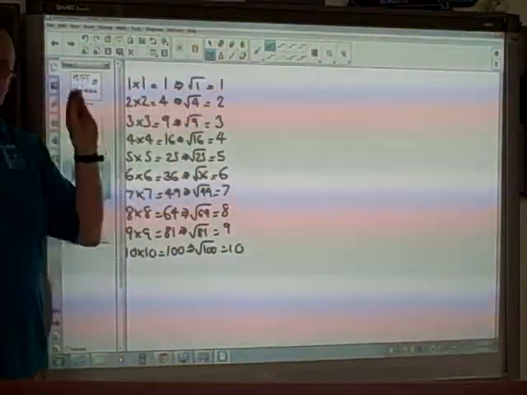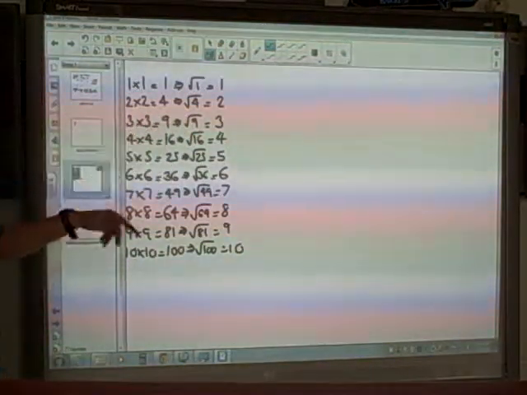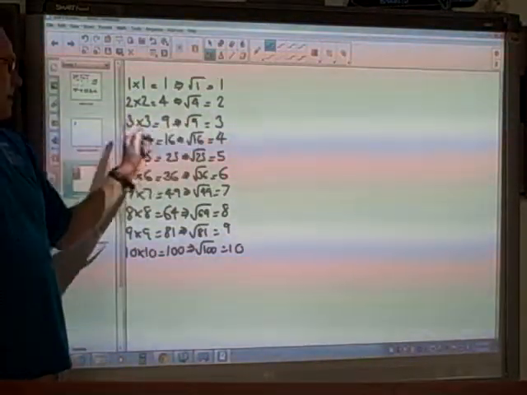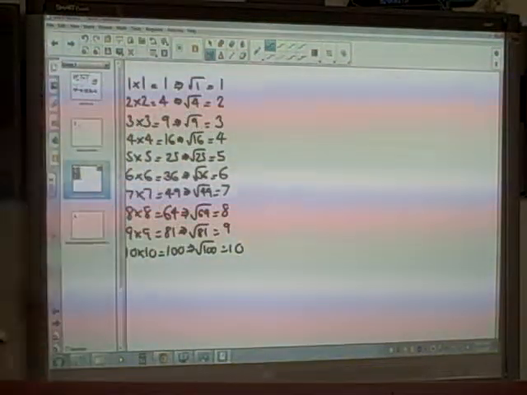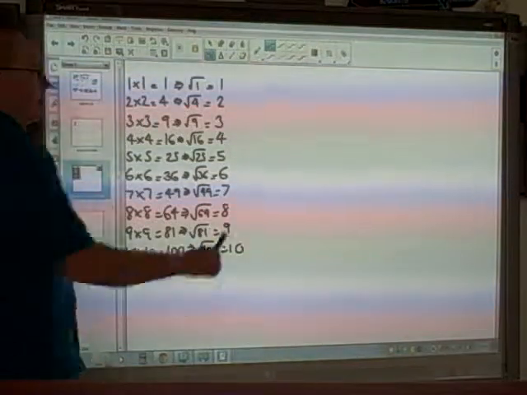So when you work out a square root, what you're actually asking is which number times by itself gives you this number, which is why these numbers here are the same on both sides. Now, what we're going to do is use that to simplify radicals.